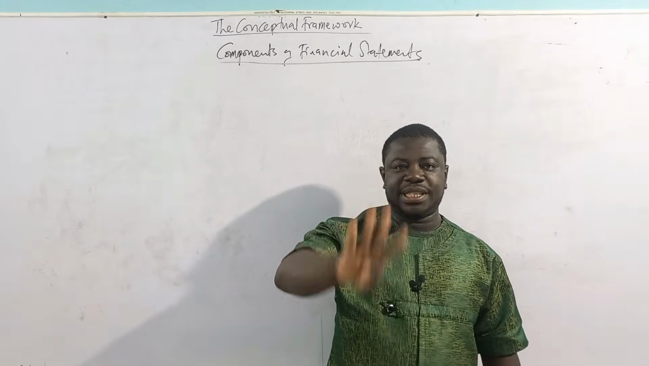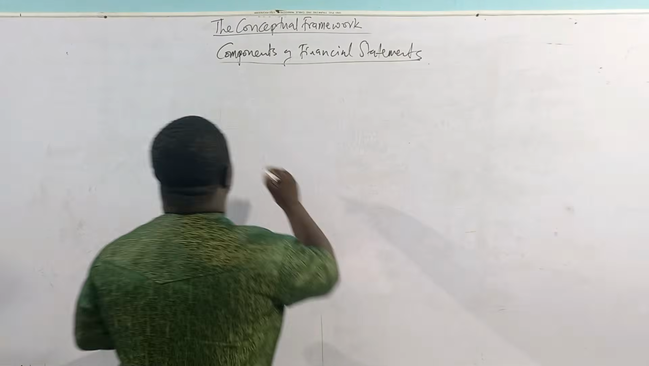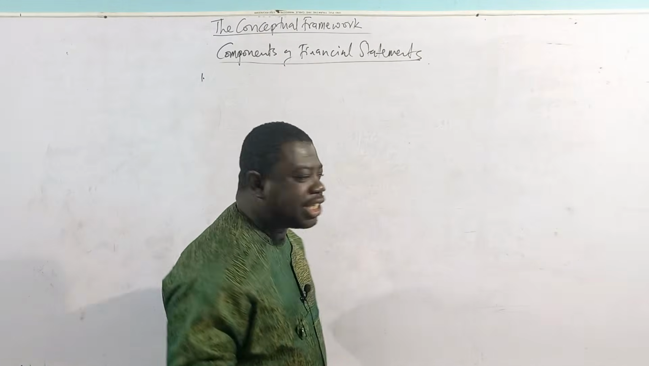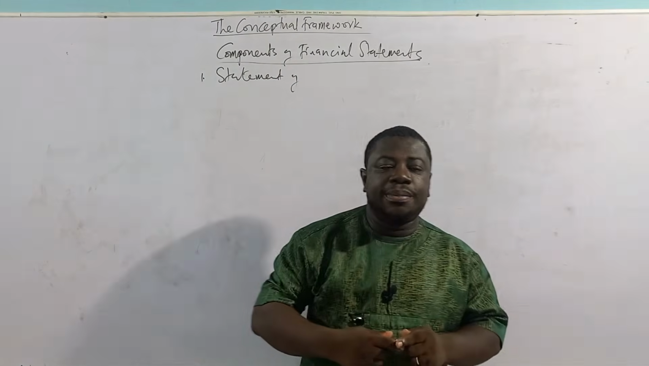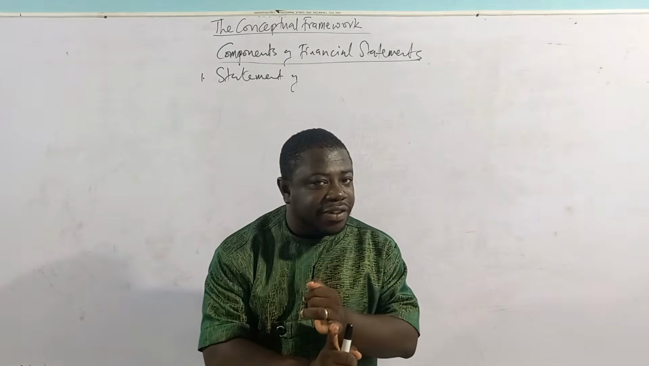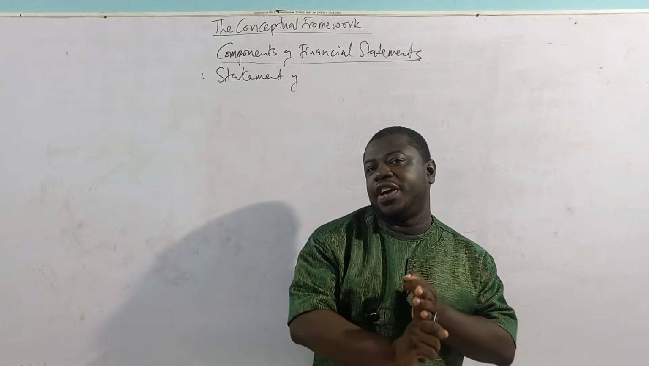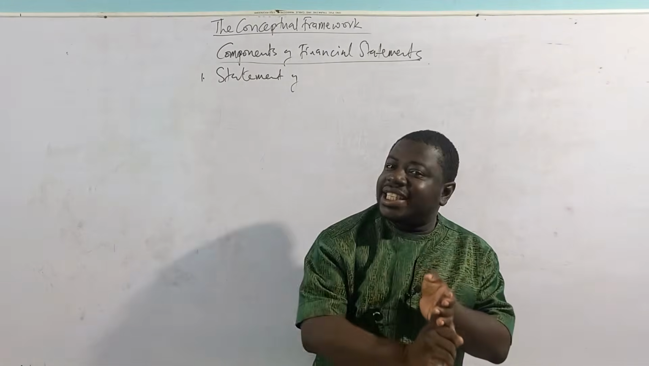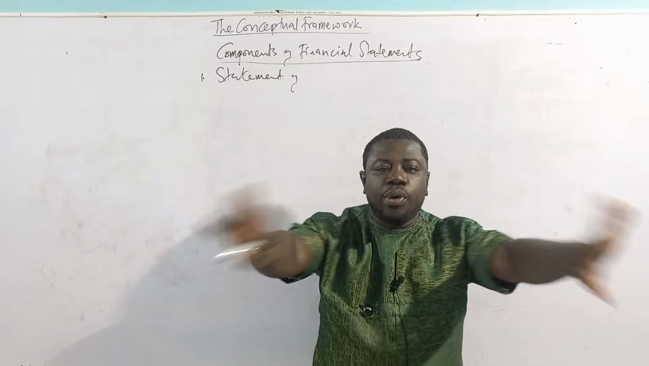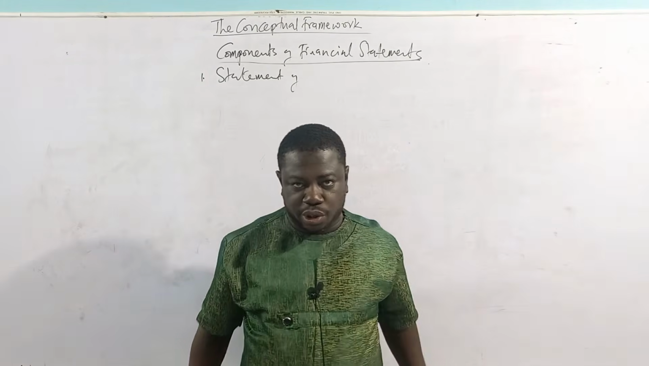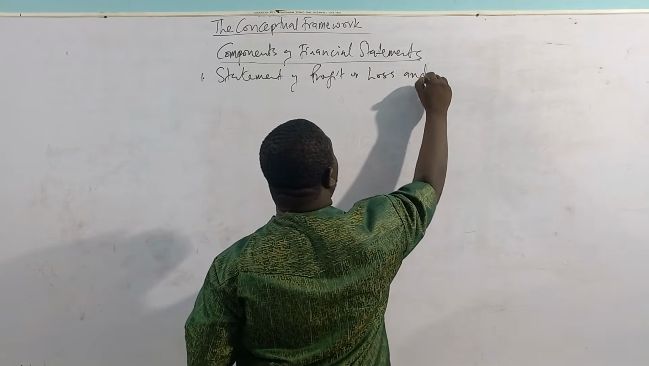In fact, 4 major statements are prepared. The other one is explaining the 4. And these are the components of financial statement. For a standard set of financial statements, you need to prepare your statement of profit or loss. Now, let me mention them. The statement of profit or loss and other comprehensive income. Then you prepare the statement of changes in equity. Then you prepare the statement of financial position. And then you prepare the statement of cash flows. And then finally, the notes to the financial statement. These are the components of financial statement that the conceptual framework is talking about. So, statement of profit or loss and other comprehensive income.